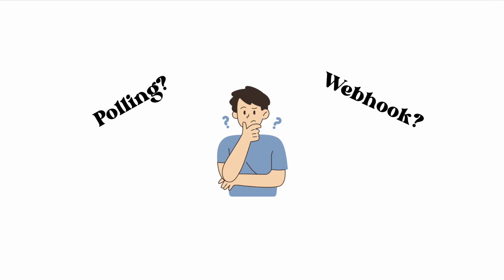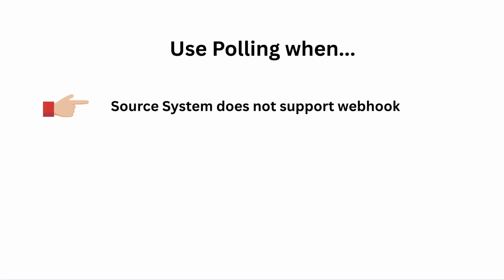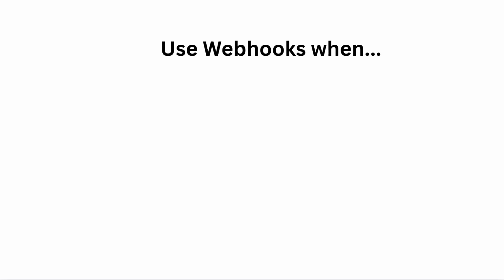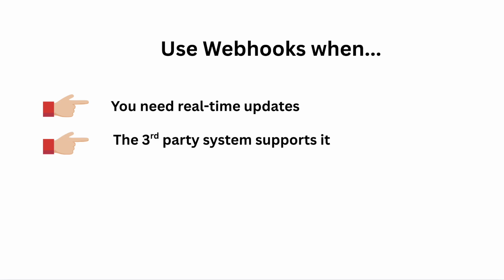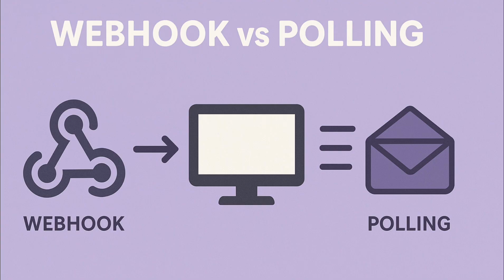So, which one should you use? You should use polling when the source system doesn't support webhooks, you're building a quick prototype or MVP, or you only need updates occasionally, like once an hour or once a day. Webhooks are ideal when you need real-time updates, the third-party system supports it, and you want to reduce load and optimize API usage. Sometimes it's also good to use both. For example, rely on webhooks for real time, but add a fallback polling mechanism in case something gets missed.